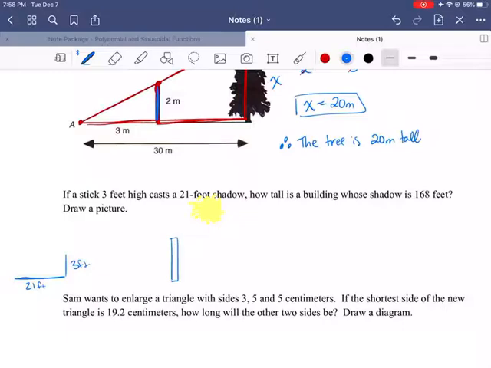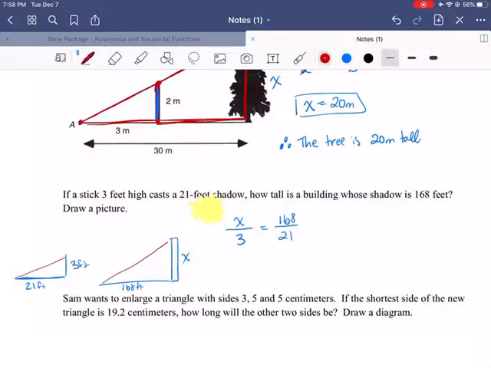So some building here, and it's casting a 168-foot shadow. So we're looking for the height of the building. And you can connect these and make them triangles. So the height of the building is what we're looking for, and we're going to set that over the height of the stick. Now we're going to compare that to the shadow length of the building over the shadow length of the stick.